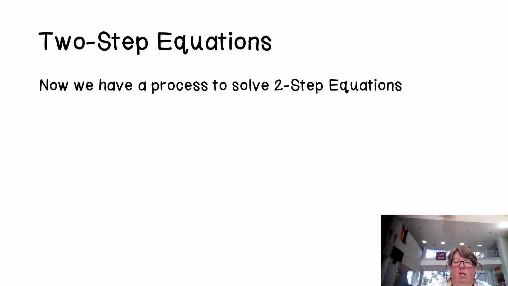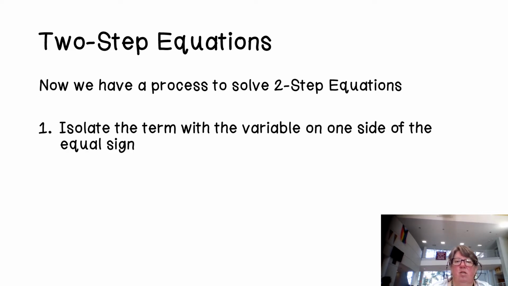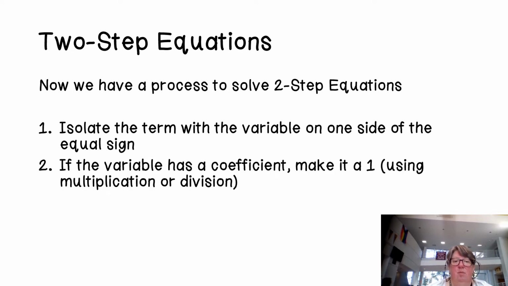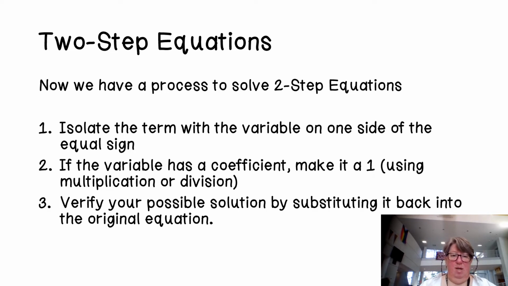So now we have a process for solving two-step equations. Step 1, isolate the term with the variable on one side of the equal sign. Step 2, if the variable has a coefficient, make it into a 1 using multiplication or division. And number 3, verify your possible solution by substituting it back into the original equation.